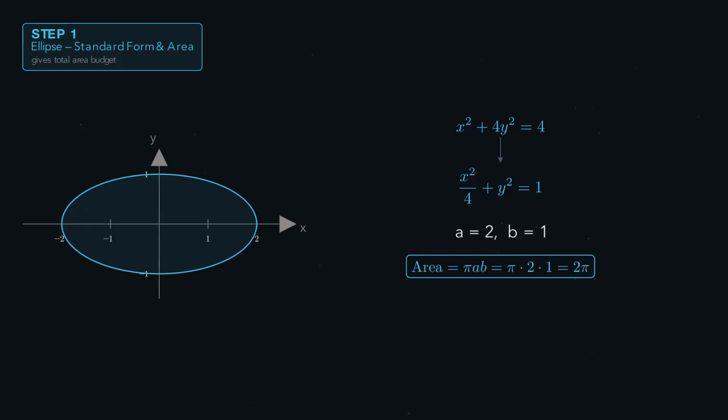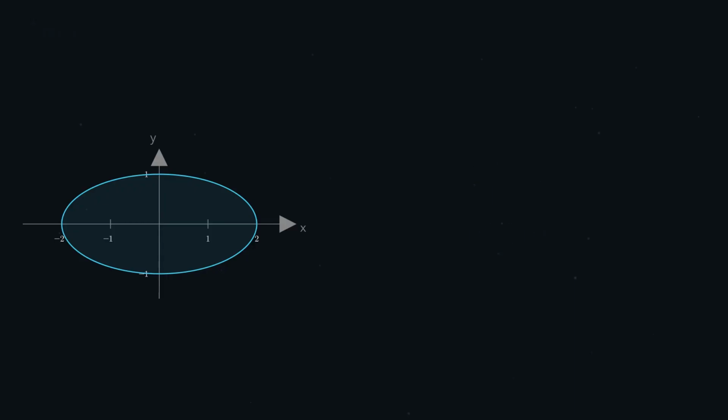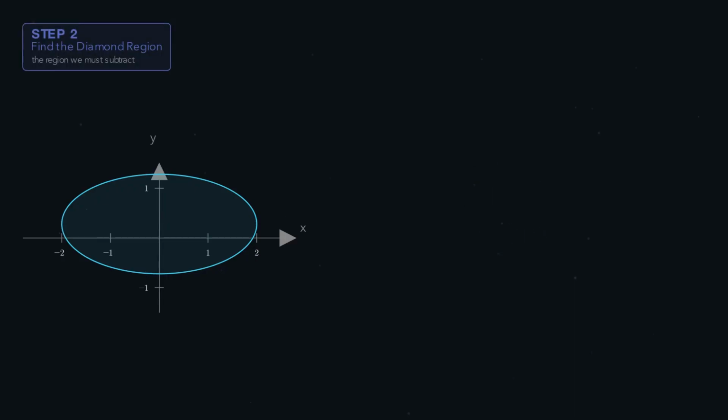Finally, we just subtract. The ellipse is x squared over 4 plus y squared equals 1. That means a equals 2 and b equals 1. So the total ellipse area is pi times 2 times 1, which gives us 2 pi. That's our starting number. Now for the 2 curves.